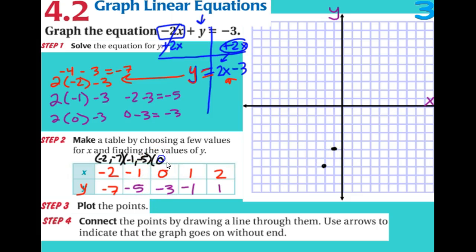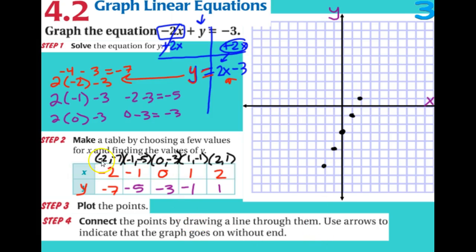Then our next point is 0, negative 3. Always x and then y. 0, not left and right, just down 3. Then the point 1, negative 1. X is 1 to the right, negative 1 is down 1. And these should be forming a straight line. If they're not, we made a mistake. And our last point, x is 2, y is up 1.